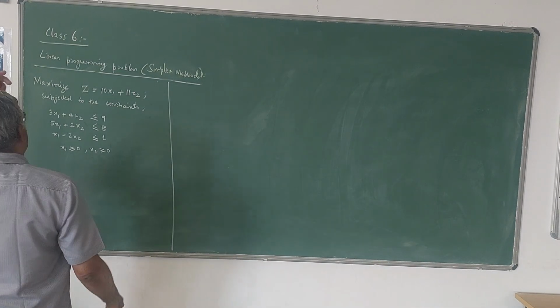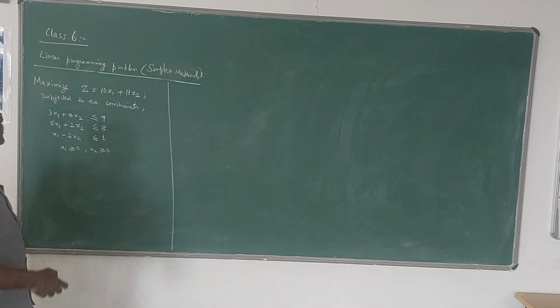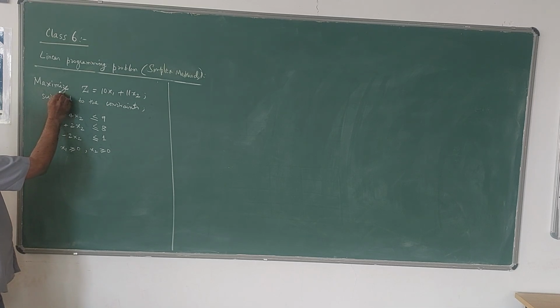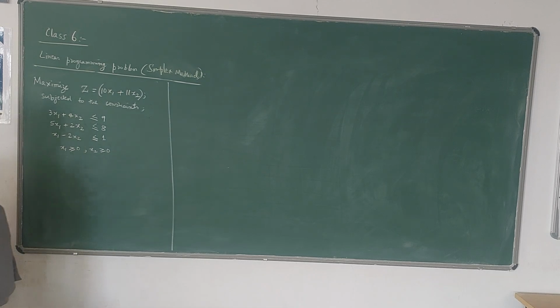We will solve a linear programming problem by using the simplex method. The problem states like this: maximize the function z = 10x1 + 11x2 subject to the constraints 3x1 + 4x2 ≤ 9, 5x1 + 2x2 ≤ 8, x1 − 2x2 ≤ 1, x1 ≥ 0, x2 ≥ 0. So this is a standard type of maximization problem.